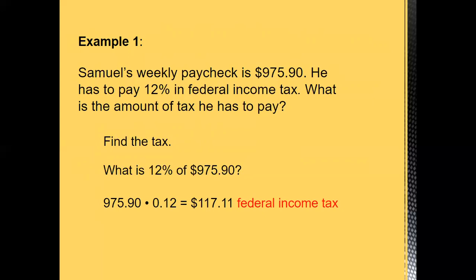And when we do, we get a number that rounds to, because again, you need to round to the nearest penny whenever you're dealing with money. So the amount that you get rounds to $117.11 in federal income tax.